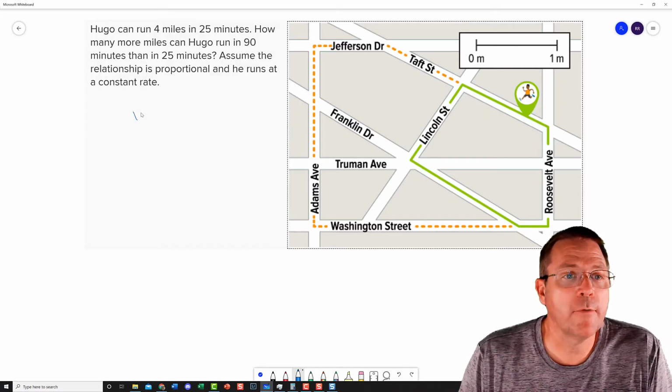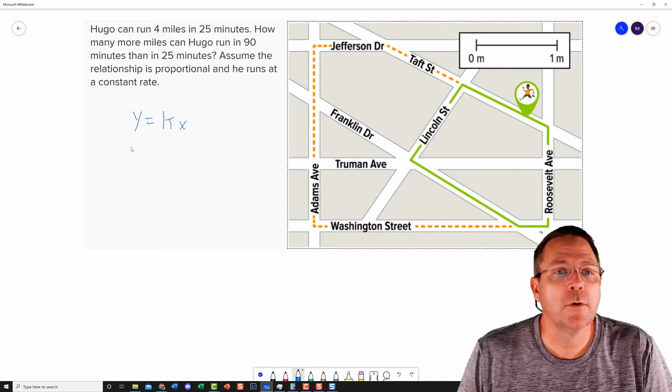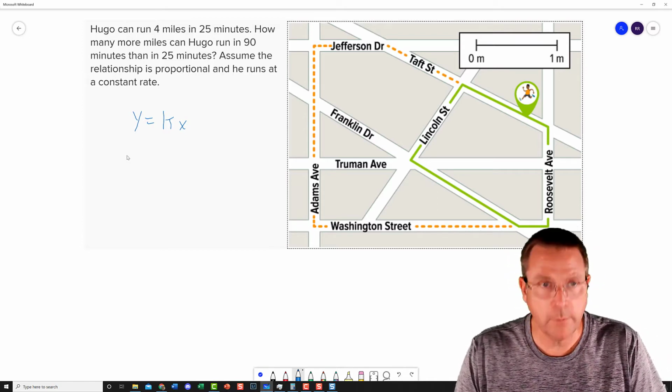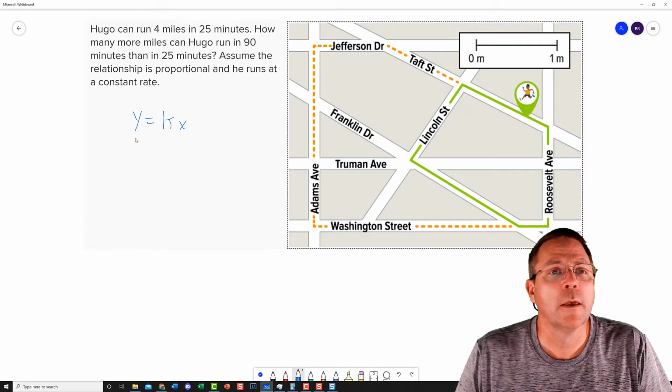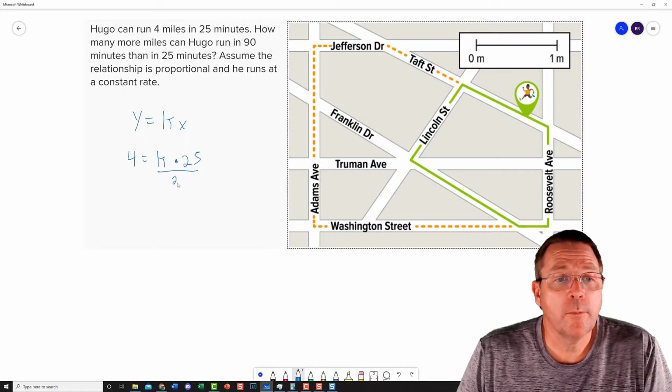Starting off, I have my formula, y is equal to kx, where the total distance is going to be, actually, I'm going to work just like I said. So my y value is going to be 4, my k value is what we're looking for, and the time is going to be 25. We're going to isolate our variable by dividing 25 on both sides, just like we've done on all the others. 25 divided by 25 is 1. 1 times k is k.